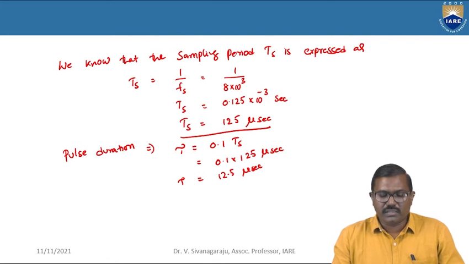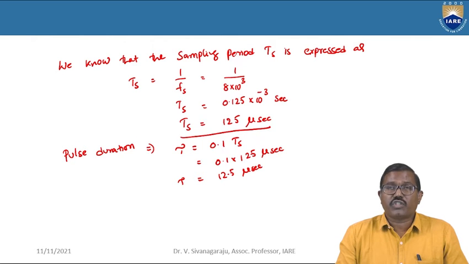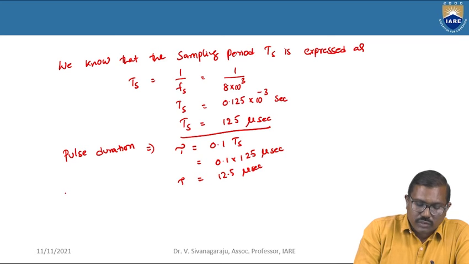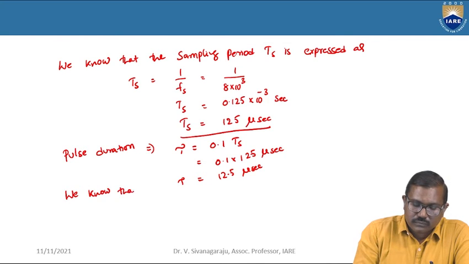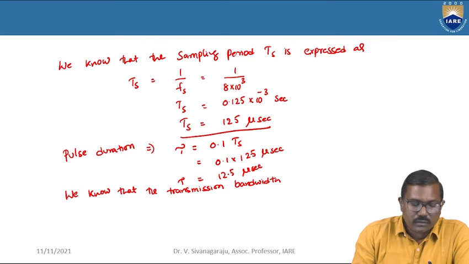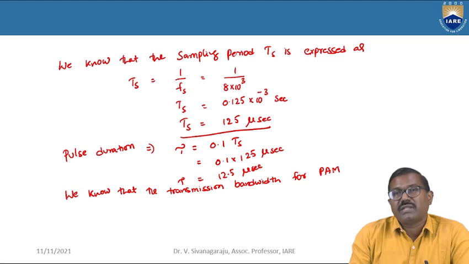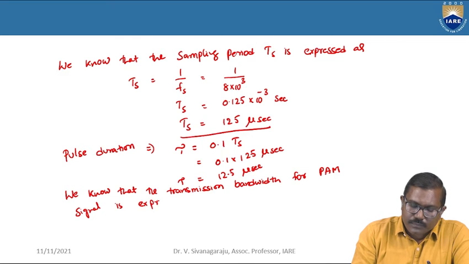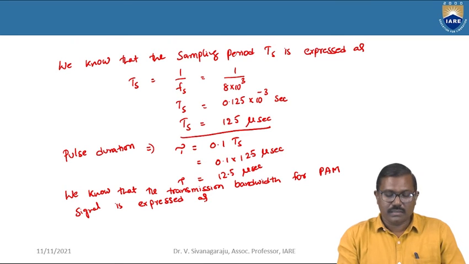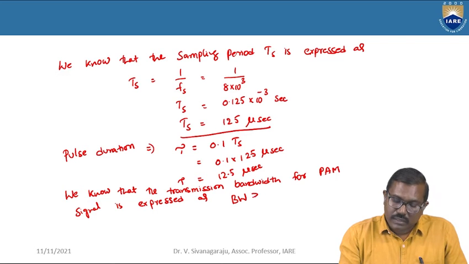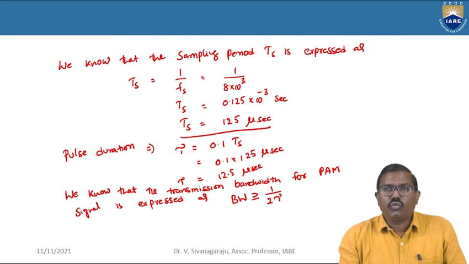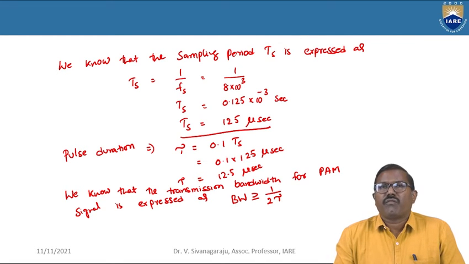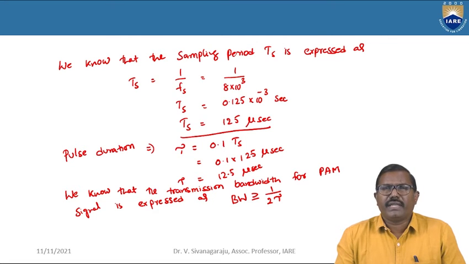So after knowing this pulse duration, I am going to find the transmission bandwidth. So we know that the transmission bandwidth for a PAM, pulse amplitude modulation signal, is expressed as bandwidth greater than or equal to 1 by 2 tau. So this is the formula for transmission bandwidth for a PAM signal.